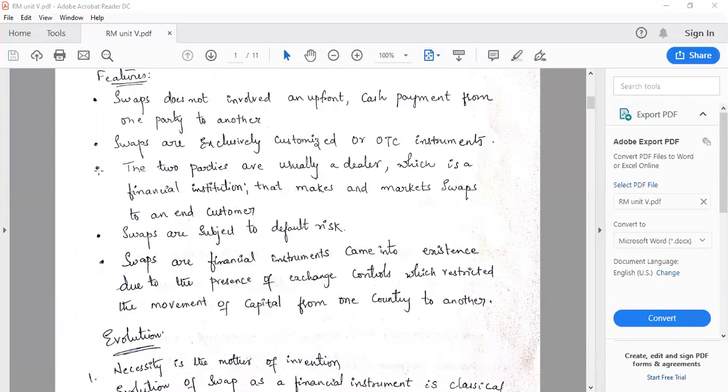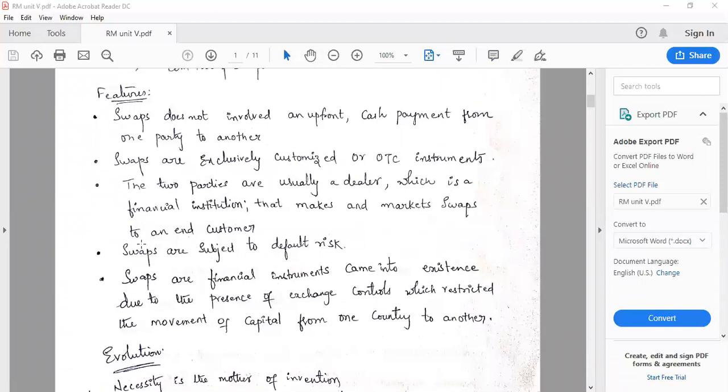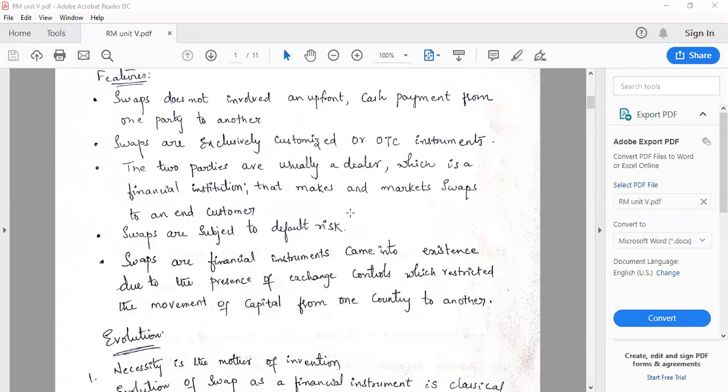The other feature is that the two parties are usually a dealer, which is a financial institution that makes and markets swaps, and an end user customer, right? So there will be two parties. Usually one will be the dealer, which is a financial institution, and the other will be the end customer. So it is customer to the dealer or customer to the financial institution.